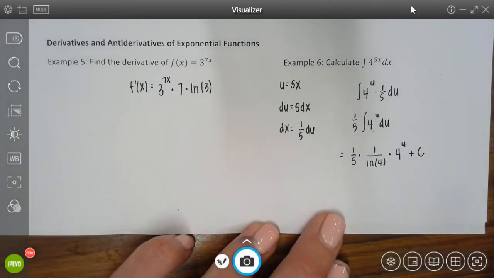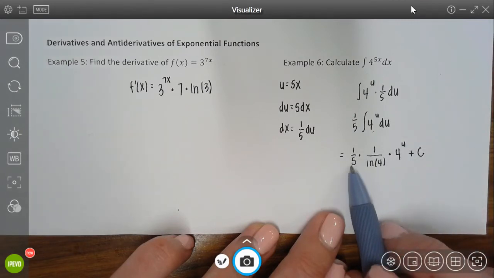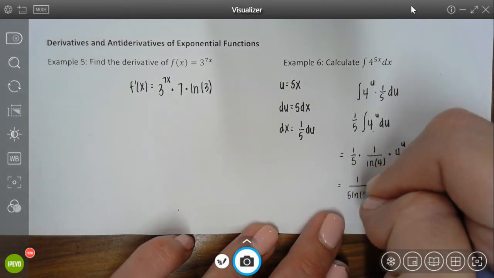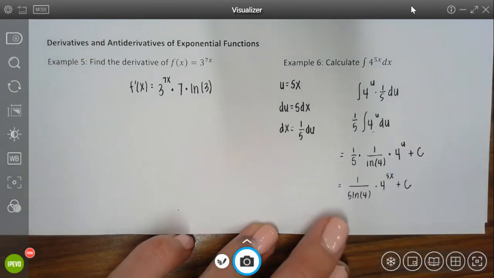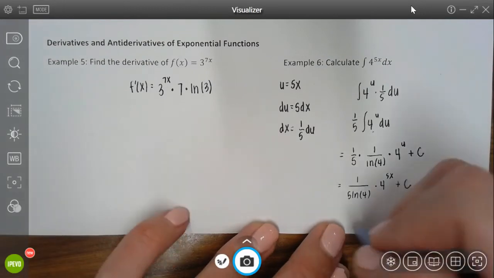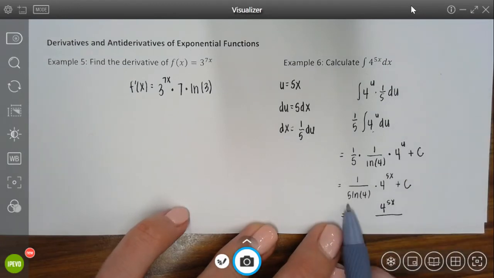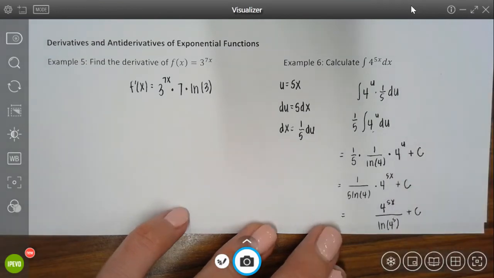Don't forget that we want our plus c since this is indefinite. And then I would want to go back and substitute in whatever my u was, and we can make this into one fraction. So I can write that as 1 over 5 times the natural log of 4, times 4 to the 5x power, substituting back in that u value, plus c. Sometimes they'll have it written as one fraction, so you might see it written as 4 to the 5x over whatever the denominator is. And sometimes it will actually put that 5 as an exponent on the 4. So you might see it written as the natural log of 4 to the 5th, and then plus c.